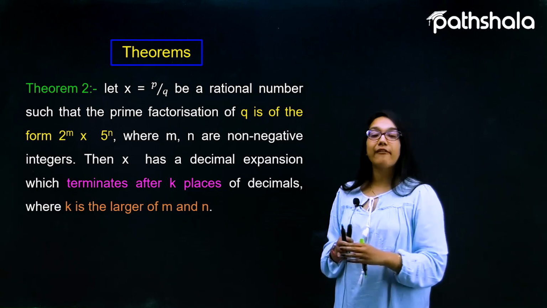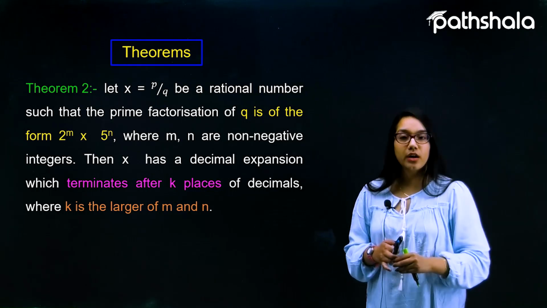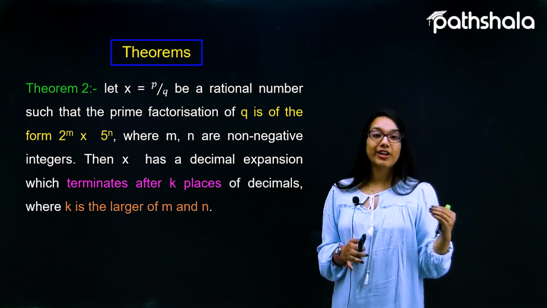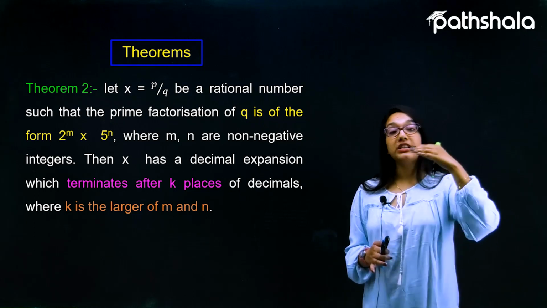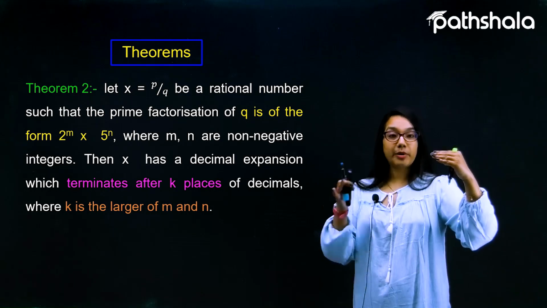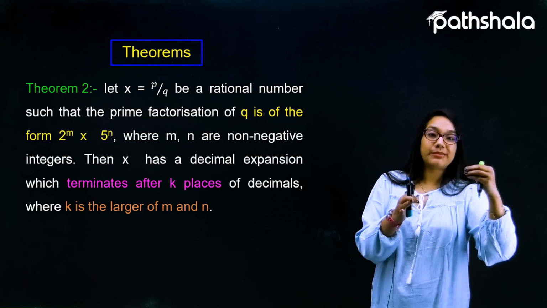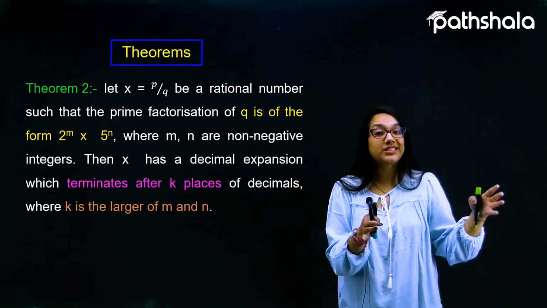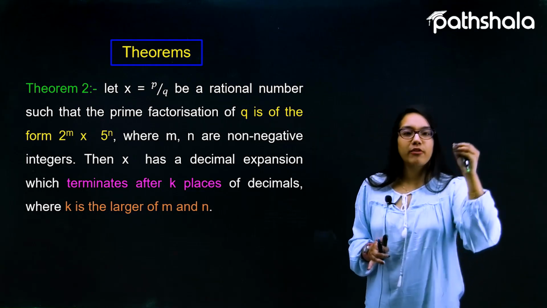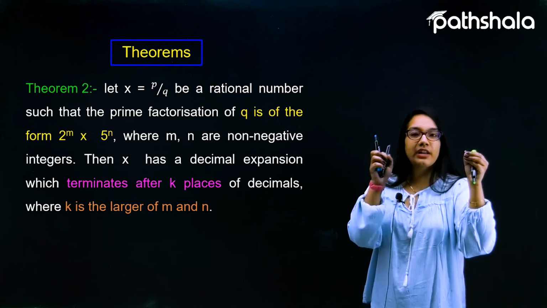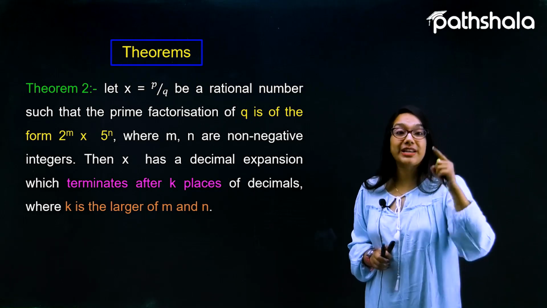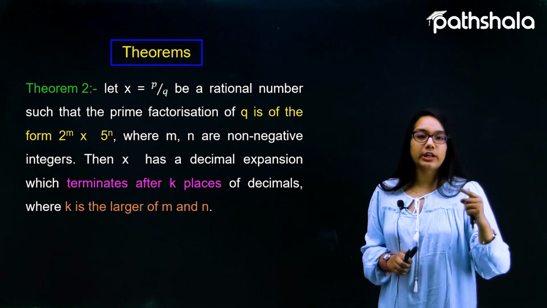Let us suppose we have a rational number whose denominator is of the type 2 raised to the power 7 into 5 raised to the power 4. If I ask you that this number has a decimal expansion, after how many places should it terminate? We know the powers are 7 and 4, and 7 is the larger of 7 and 4. It means that after 7 places of decimal, the number should terminate.